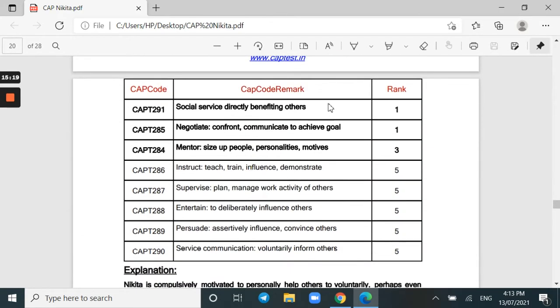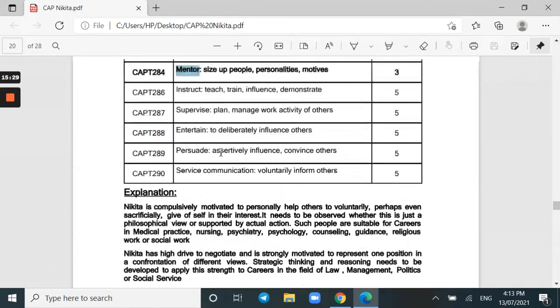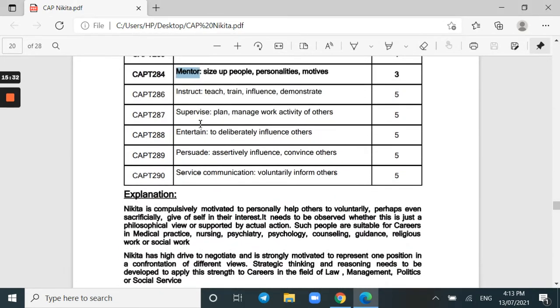Social ability, within that we can see the person has inclination for social service, at the same time inclination for negotiating, 50% of ability to mentor things, but otherwise she doesn't want to entertain or persuade or voluntarily inform others or supervise. So these are some traits, or again instruct has come as low. So though they have a capacity to teach, they have not really developed the expertise to instruct. So here is again an idea where we see the potential, but we also see what has not been developed and what needs to be focused upon.